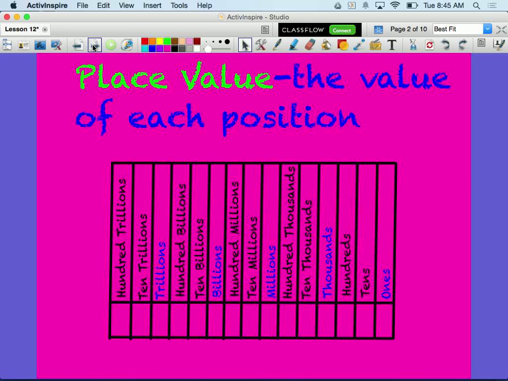Okay. In our ones set, we have ones, tens, and hundreds. Okay. Then we go into our thousands. We have thousands or 1,000s, 10,000s, 100,000s. Millions, we have millions, 10 millions, 100 millions. So for every set, we have our ones, tens, and hundreds. Okay. Then we go into a new set.